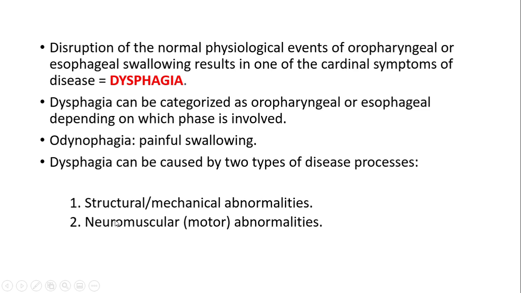Or it can be motor or neuromuscular, related to failure of ganglion cells or failure of inhibitory neurons, or it can also be due to infiltration of the nerve ganglia by neoplasm or amyloidosis or protozoan infection. So it is dysphagia related to uncoordinated neuromuscular or nerve function.